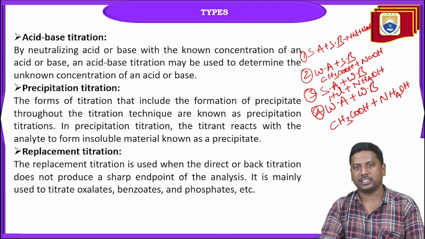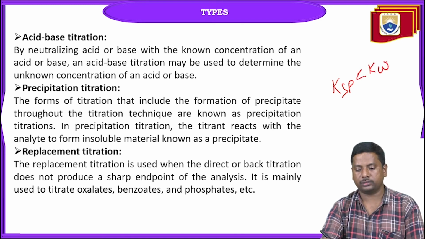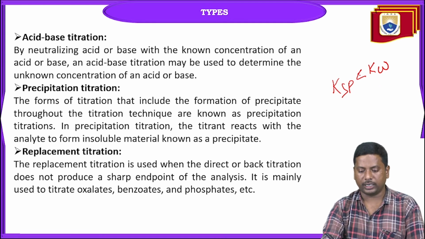The second one is precipitation titrations. The forms of titration that include the formation of a precipitate throughout the titration are known as precipitation titrations. In a precipitation titration, the titrant reacts with the analyte to form an insoluble material, that is a precipitate. The condition for precipitation is that the ionic product is greater than the solubility product Ksp, which is the supersaturation condition. There are 2 conditions. The first one is that the solubility product is equal to Kw.